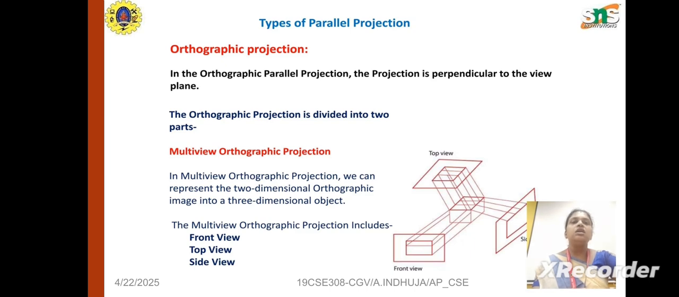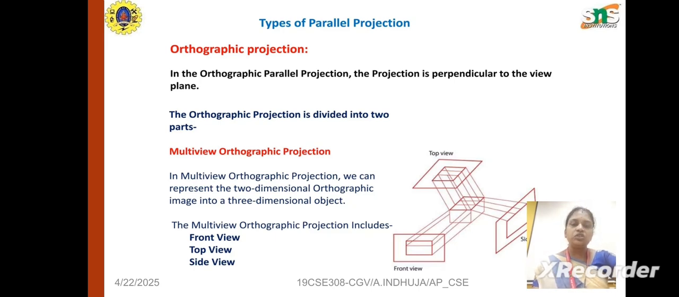Next is the types of parallel projection. In parallel projection we have two major categories: one is orthographic projection and the other is axonometric projection. In orthographic projection, the projector lines are perpendicular to the view plane. Projector lines are nothing but imaginary lines which connect my realistic object to the screen. When those lines are perpendicular to my view plane, that is called orthographic projection.